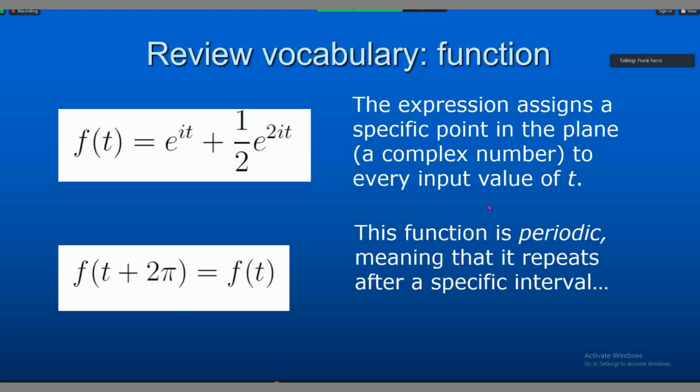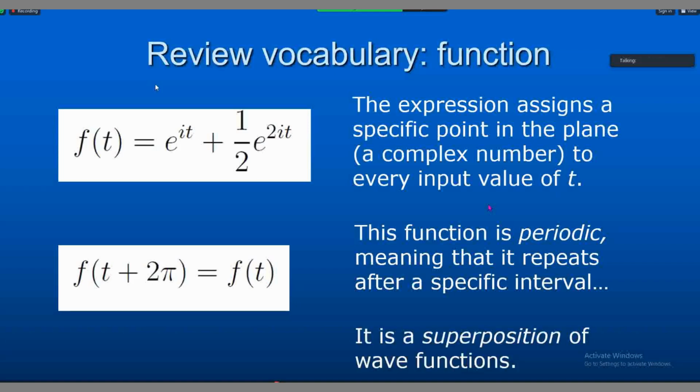And then I want to use the vocabulary of periodic functions. So this e to the it, because of its relation to the circle, and because of the fact that this 2 is an integer, it's not 2.1 or 2.5, it's an integer, then this has the property that if you wait 2 pi longer, then the whole thing will repeat itself exactly.